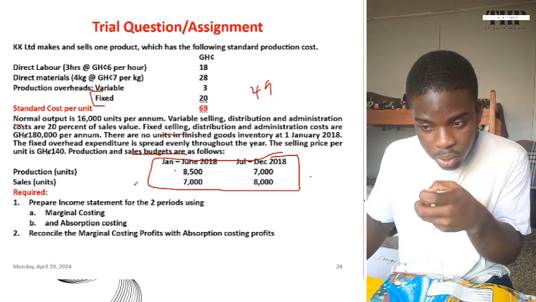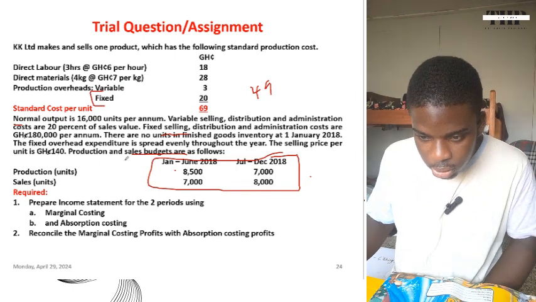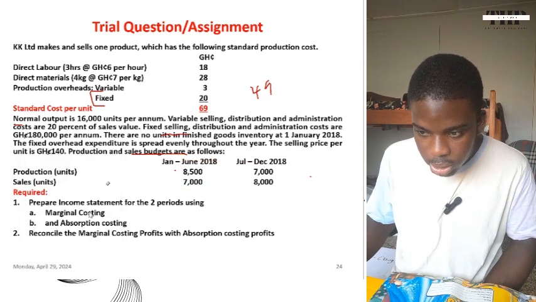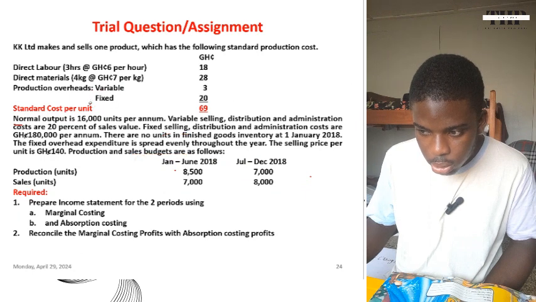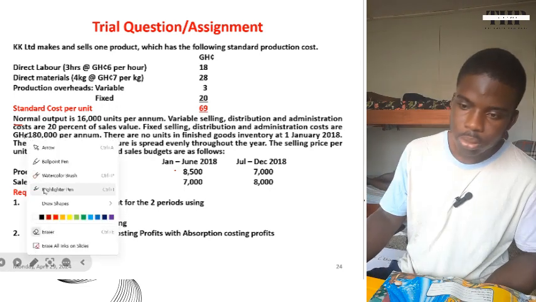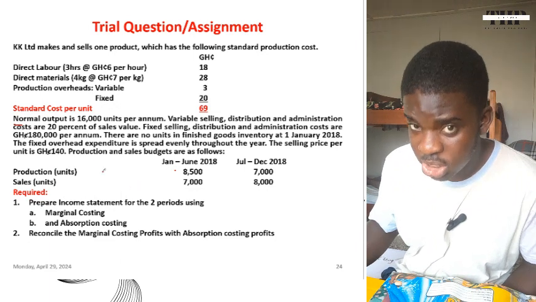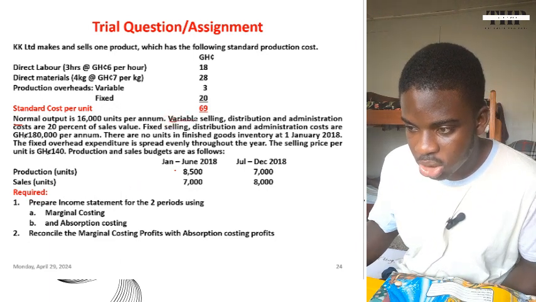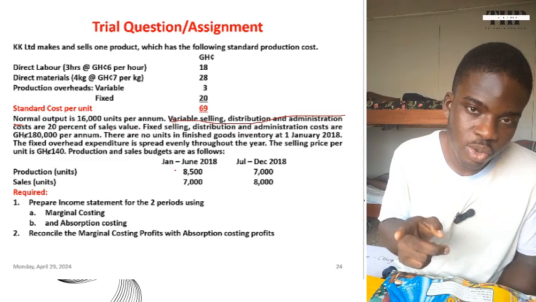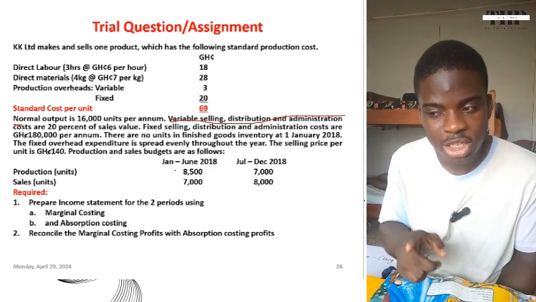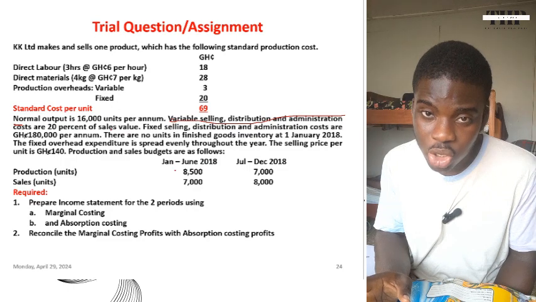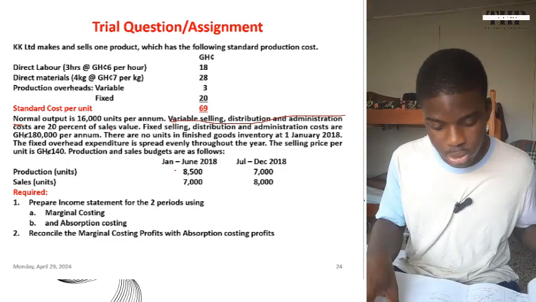Now, for the income statement, how do you do it? You realize over here that there are keywords like variable selling, distribution, administration cost, 20% of the sales value. So just find the sales value, multiply by 20%, and you get the variable selling, distribution, and administration cost. When you get that figure, you use it for what? The marginal cost.